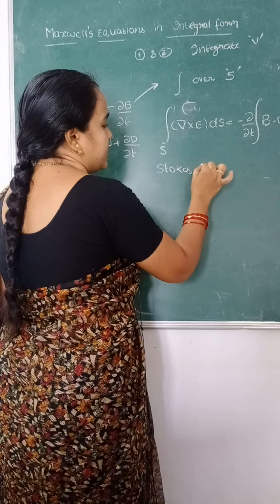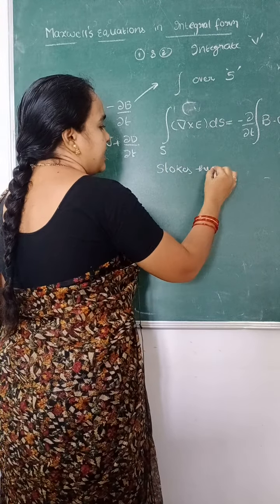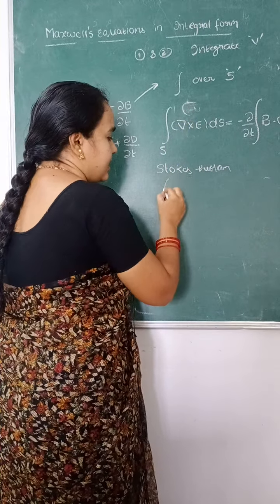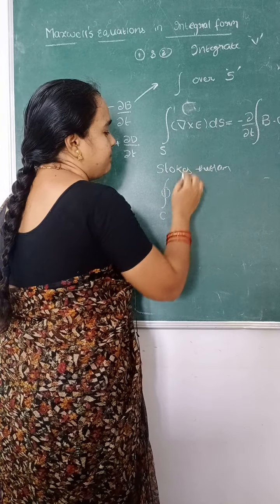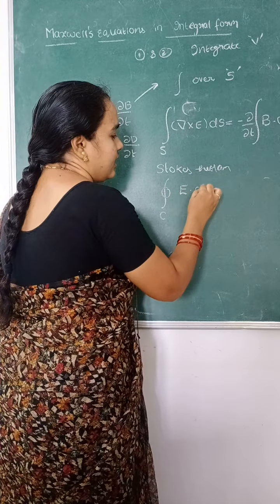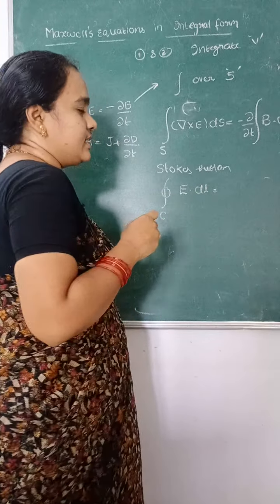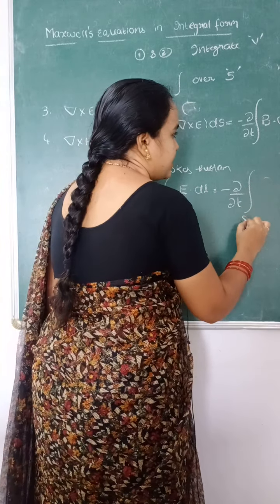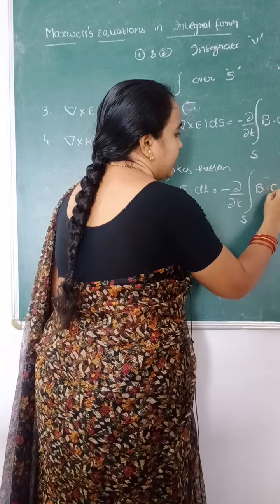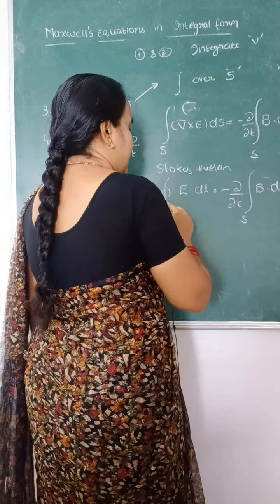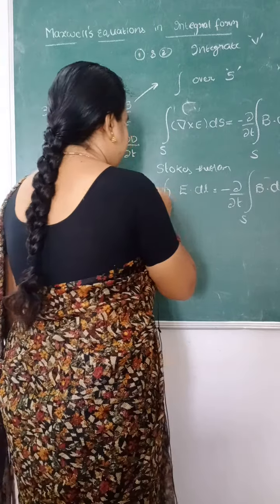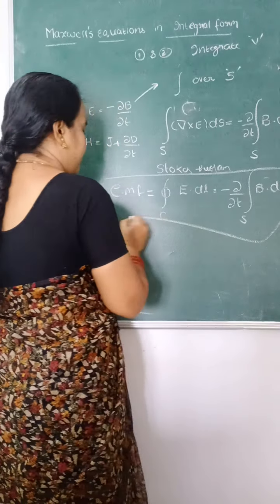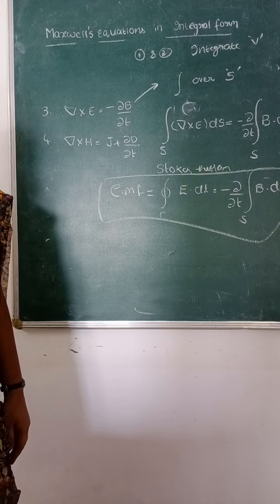So using the Stokes theorem, on the left hand side the curl goes out, and that is the line integral of simply the electric field strength, E dot dl, is equal to minus dou by dou t of the surface integral of B dot ds. This line integral of E dot dl is nothing but the electromotive force. So this is the integral form of the third Maxwell's equation.